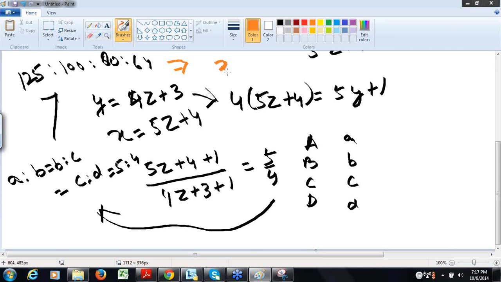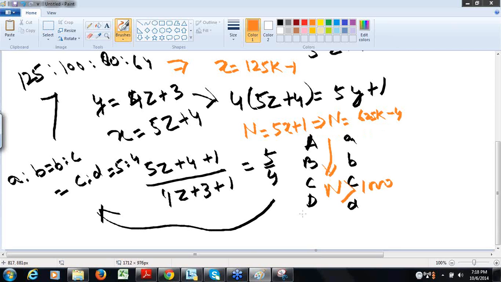Which means x is equal to 125k minus 1, and n is equal to what? n is equal to 5x plus 1, so which implies n is equal to 625k minus 4. Now what has been given? n is greater than 1000. If n is greater than 1000 and we have to find the minimum value of n, what we will do? We'll put k is equal to 2. If k is equal to 2, which implies n is equal to 1246.